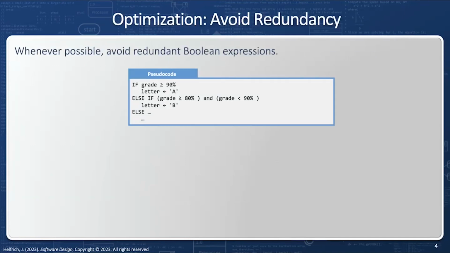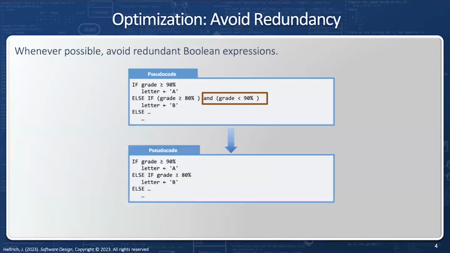Consider the following pseudocode. If grade is greater than or equal to 90, then the letter is an A. If the grade is between 80 and 90, then the letter is a B, and so on. Now notice that checking whether the grade is less than 90 is redundant because we already know the grade is less than 90, because we were in the else part of the previous if statement. So therefore, we can optimize this by removing the redundant expression.